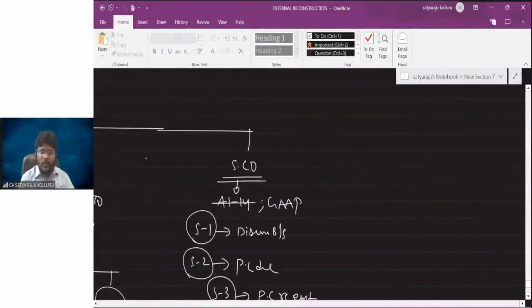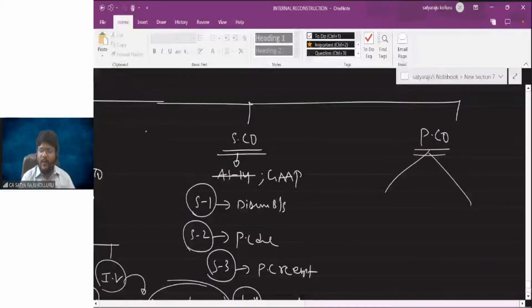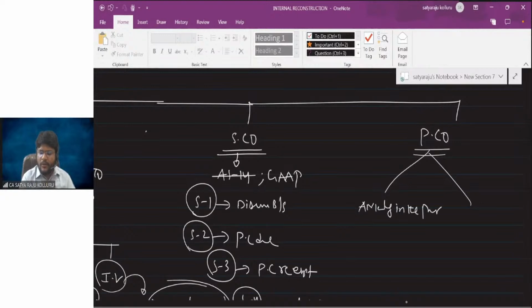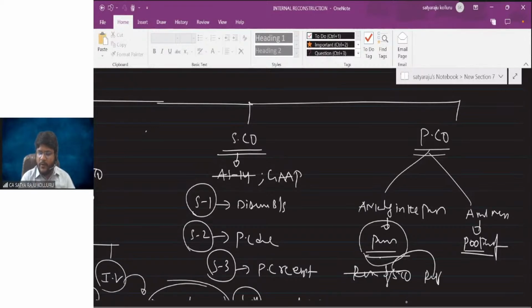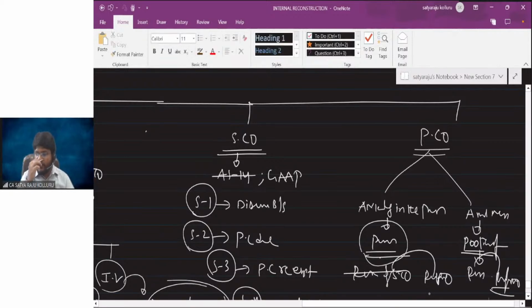Then coming to the purchasing company's books, it all depends upon the type of amalgamation. If it is amalgamation in the nature of purchase, then you should adopt the purchase method. If it is amalgamation in the nature of merger, then you should adopt the pooling of interest method. The difference between the purchase method and the pooling of interest method is that in the purchase method, reserves and surplus of the selling company will not become the reserves and surplus of the purchasing company. But in the pooling of interest method, reserves and surplus of the selling company will become the reserves and surplus of the purchasing company. That point you should keep in mind.